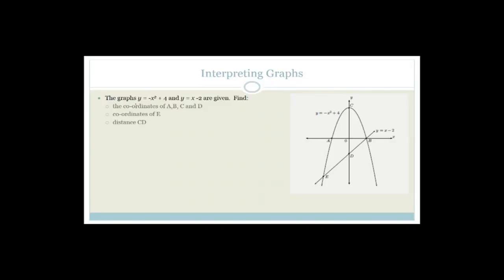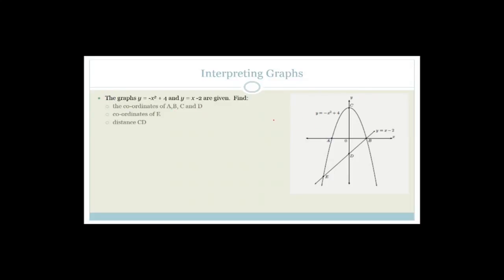So it says the graphs y is equal to minus x squared plus 4. Okay, that's obviously the parabola, and look how nice they are, they're even labeled for us. Y is equal to minus x squared plus 4. And it says y equals x minus 2. And there you go, that's the straight line. Y is equal to x minus 2 are given. They want the coordinates of A, B, C, D, the coordinates of E, and the distance CD.